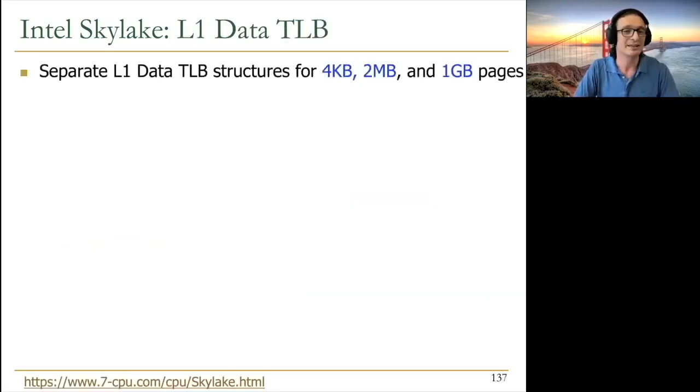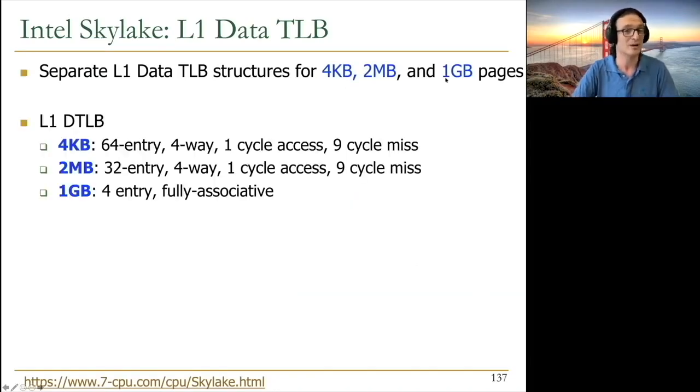L1 data TLB, essentially, even this is complicated. Basically, they have 3 TLBs, each for different page sizes: 4 kilobyte, 2 megabyte, 1 gigabyte. And you can see the entries over here. There's only a 4 entry 1 gigabyte TLB and it's fully associative. But with this, you can address 4 gigabytes of memory. That's why it's 4 entry. 2 megabytes, 32 entries, you can address only 64 megabytes, right? With the 64 entries, you can address only 256 kilobytes, I guess, in this case.